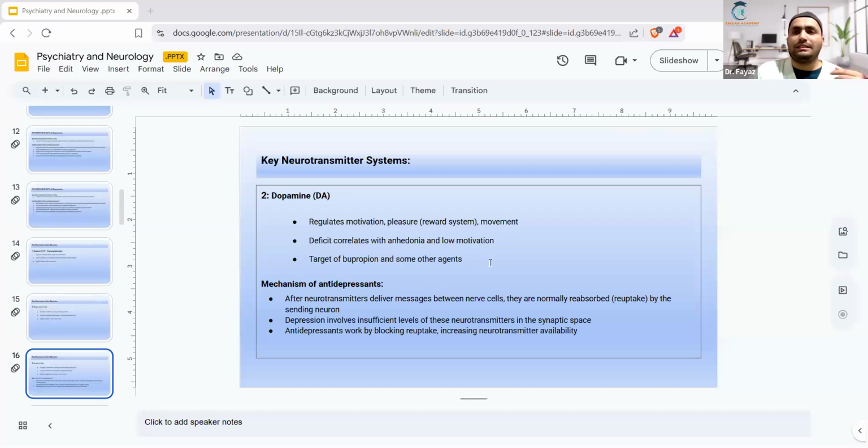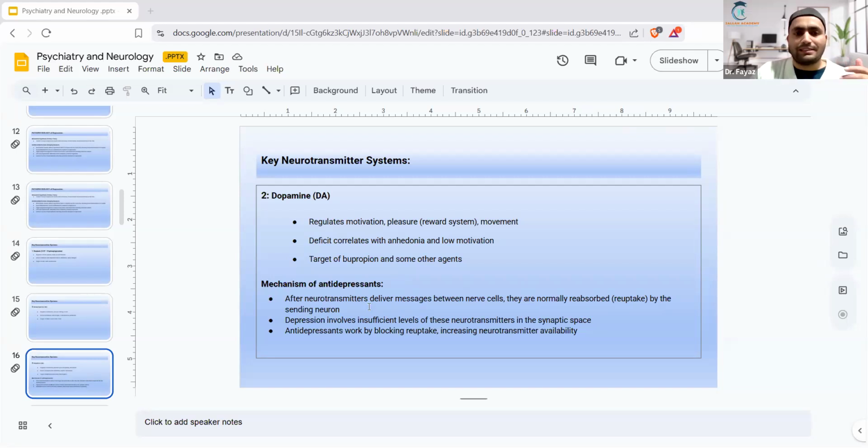Dopamine, I think almost everyone knows dopamine. It's the neurotransmitter for pleasure and for movement. If it gets deficient, we get anhedonia, low motivation, and Parkinson-like symptoms. Bupropion and some other medications target dopamine reuptake, and they work by increasing the level of dopamine inside the brain.